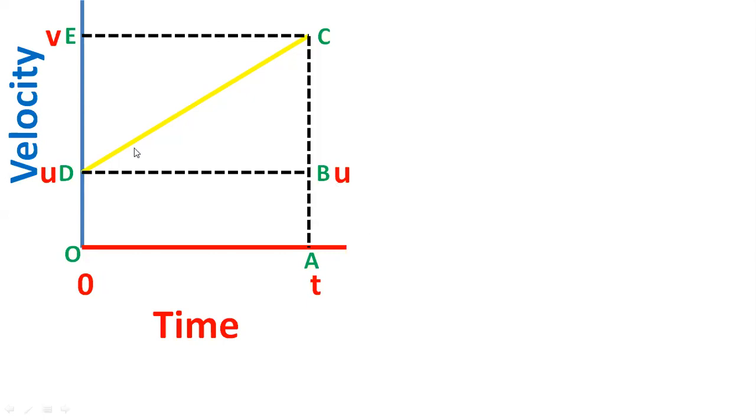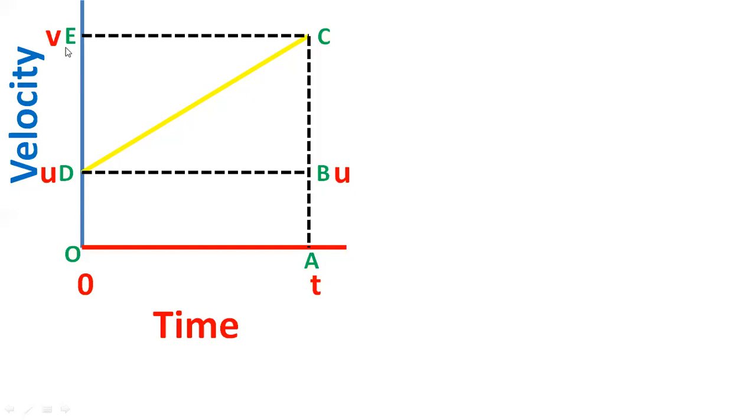Now, as you can see, OABD is nothing but a rectangle. So whatever the value of OD is, what is the value of OD here? U. Whatever the value of OD is, the same value applies for AB. Why? Because opposite sides of a rectangle are equal. So OD is equal to AB, and whatever the value U is here, the same value is available for AB as well. So OD is equal to AB is equal to U.